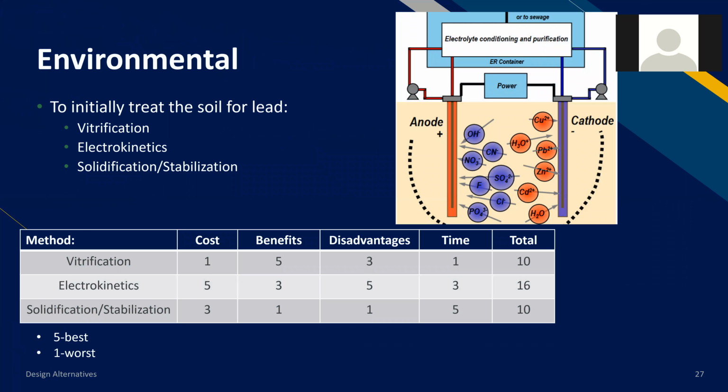For our treatment system, we looked into vitrification, electrokinetics, and solidification. We analyzed them through costs, benefits, disadvantages, and time. Electrokinetics, with its cost being the cheapest and the least amount of disadvantages, has been chosen as the main treatment system.